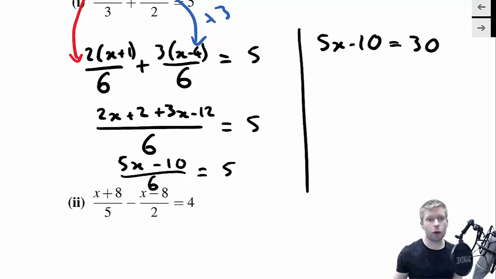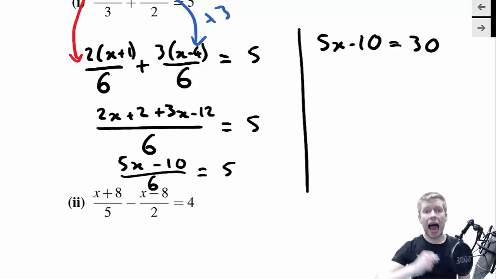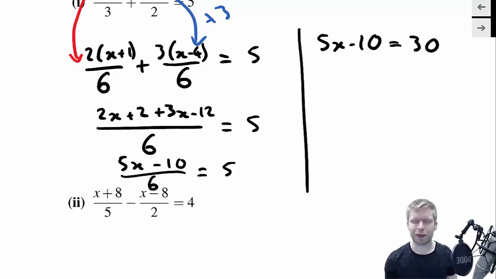And then this is just a really easy equation to solve. So as a general rule of thumb, in order to get rid of fractions, you just multiply through by the denominator and that will get rid of them for you. And then you'll be left with something that's really easy to work with.